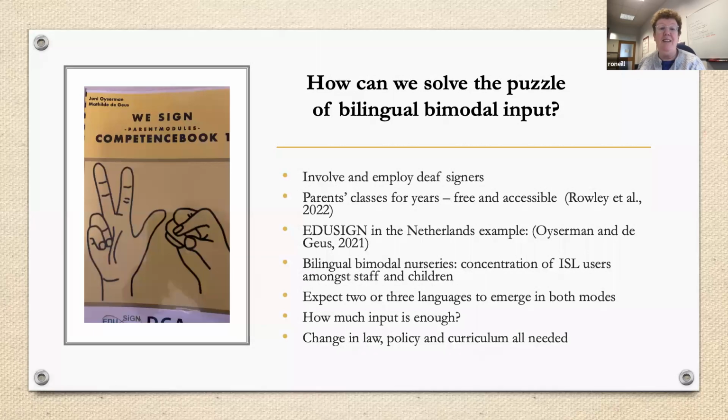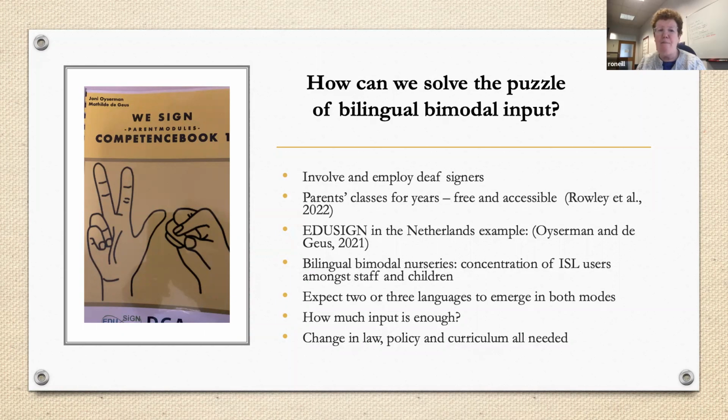This is a serious course. It's not a 10-week course in a hotel. It's a serious course in that it gives parents the right signs and it goes at the right pace for them. There are many issues about how you run it, because parents would want to join all the time from all over the country. So I feel like we need a lot more focus on the early years, and the Oiseman and De Goes example seems to me a very good way to go.